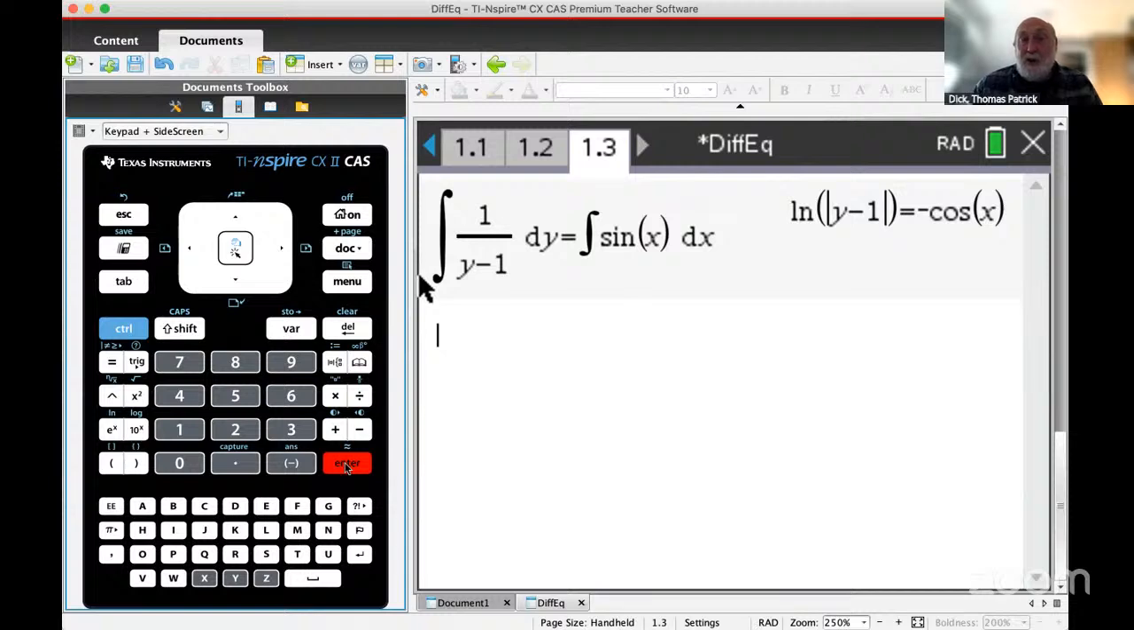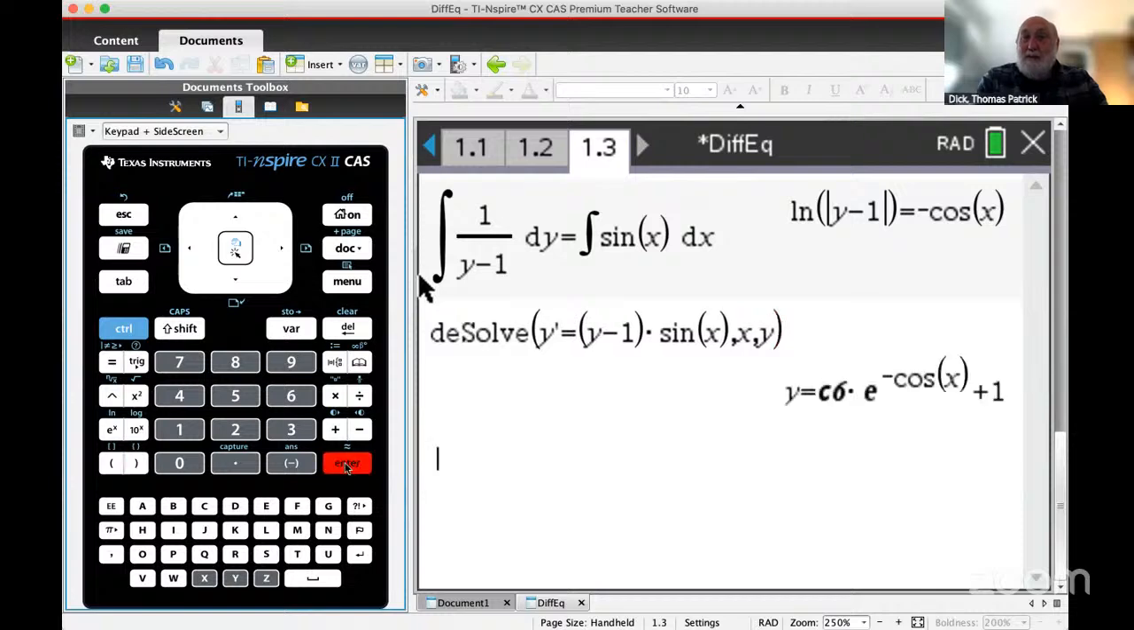But there's also a differential equation solver on the Nspire. What that looks like is we can just type in DE for differential equation, solve. And the way this works is you put in your differential equation. So I'm just going to put in y prime equals y minus 1 times sine of x. And then we put the independent variable, which is x, and then the dependent variable, which is y.